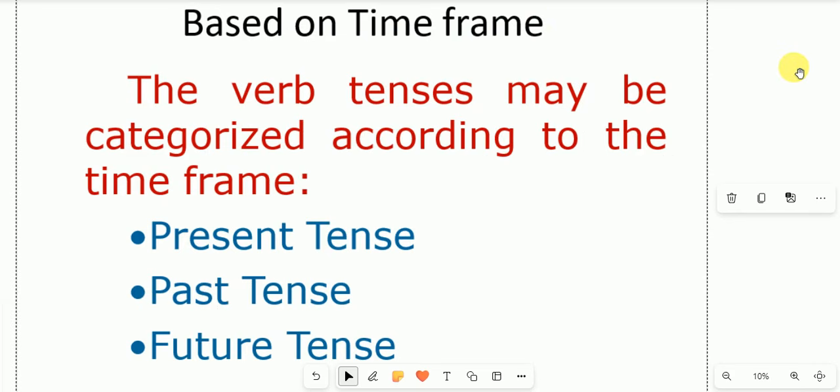Based on time frame, verb tenses may be categorized according to time frame. We can have a present tense, a past tense, and a future tense. Present tense means the action is taking place currently, past tense means an event that happened in the past, and future tense means something that will happen in the near future.